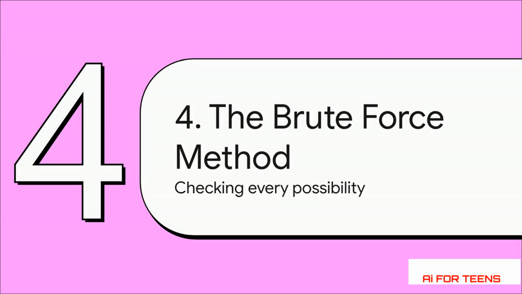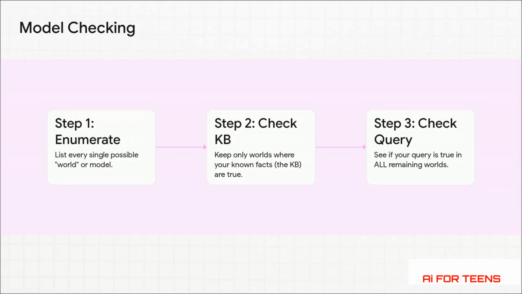It's kind of like a detective who decides to solve a crime by investigating every single person in the city, one by one. It's called model checking. First, the AI imagines every single possible reality. For our puzzle, that's every combination of people and houses. Then it goes through that huge list and throws out any reality that contradicts the clues in its knowledge base.